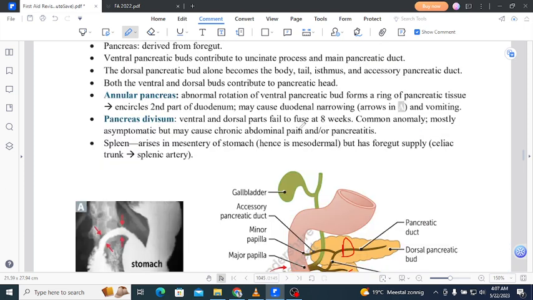The pancreatic divisum is when the ventral and dorsal parts fail to fuse at 8 weeks. It is a common anomaly, mostly asymptomatic, but may cause chronic abdominal pain and/or pancreatitis.